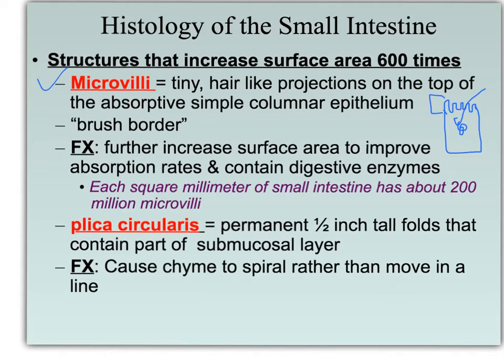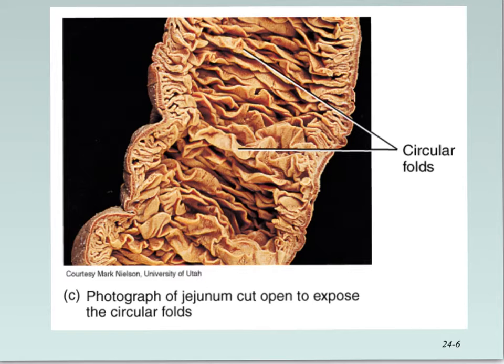And finally, there is, in the submucosal layer, another layer of folding called the plica circularis. It's also called circular folds. You can find both terms. And that causes the chyme to spiral rather than to shoot straight through the small intestine. This is a picture of what the circular folds look like.